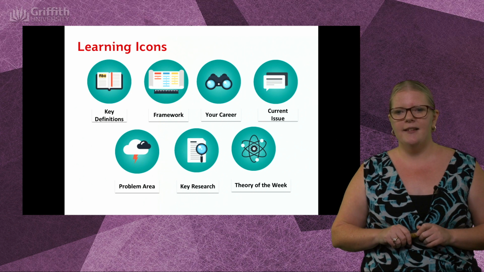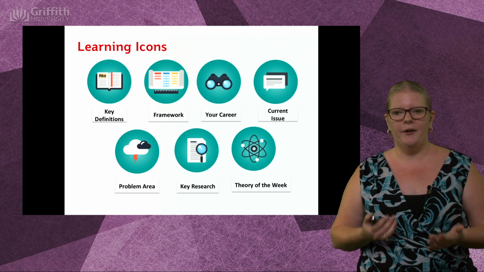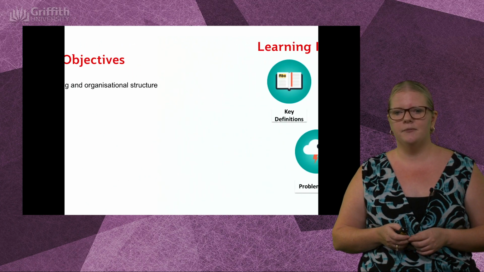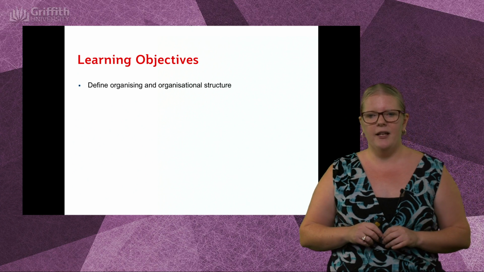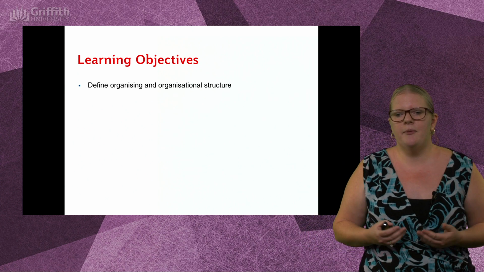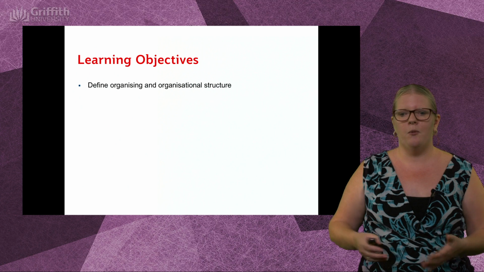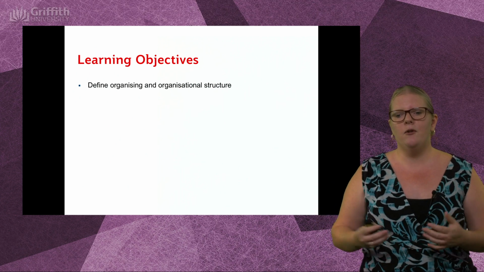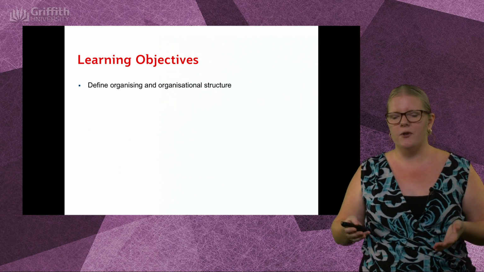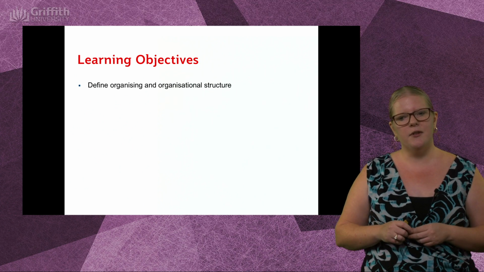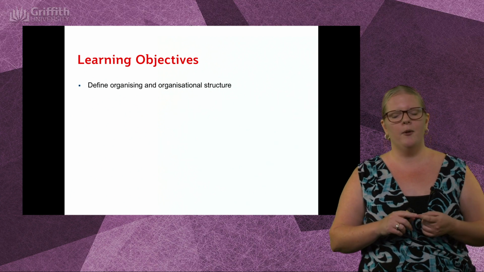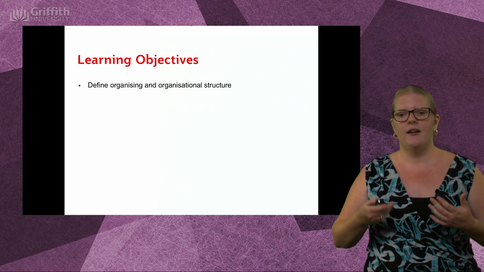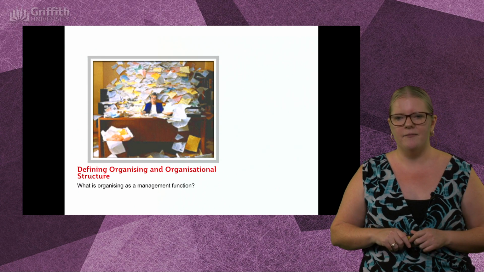Just a quick refresher, these are the learning outcomes that you'll find throughout all of our mini lectures for you to refer back to. So in today's mini lecture, what I want you to get out of it is I want you to be able to define organising. What do we mean by organising and how is it a function of management? And I want you also to be able to define what an organisational structure is. And there are two different types of structures which we'll learn about. We'll learn about formal structures and informal structures. So by understanding the differences, then you've got what I want you to get out of this session.